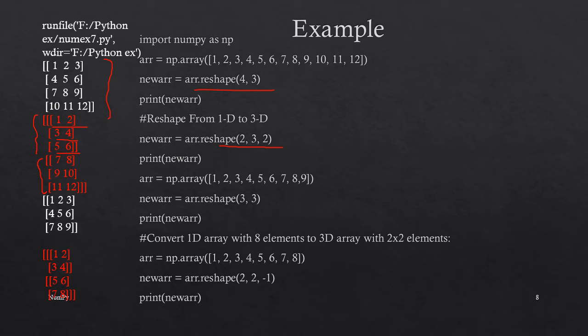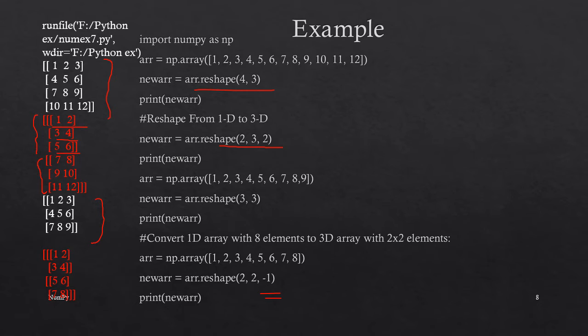Again, I am declaring a one-dimensional array with 9 elements, reshaping to 3, 3. See, same result: 3 arrays with 3 elements. In the next case, I am specifying a parameter -1. This is for an unknown dimension. In this case, Python will automatically calculate the dimension.